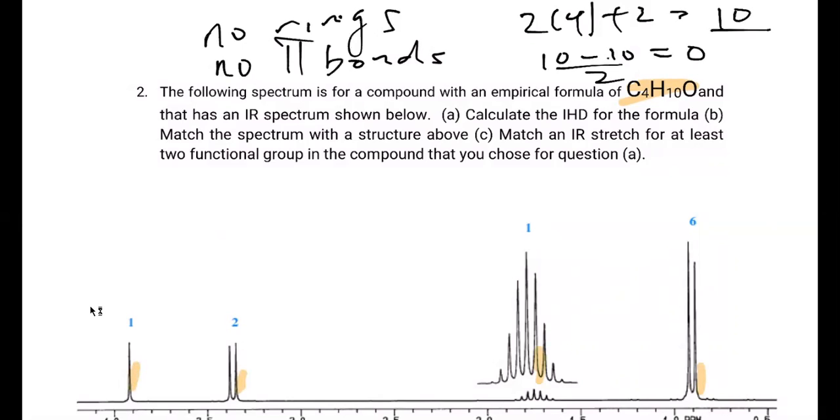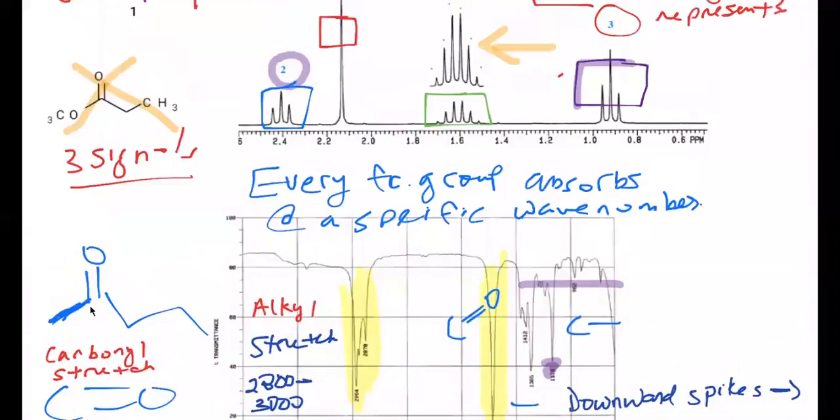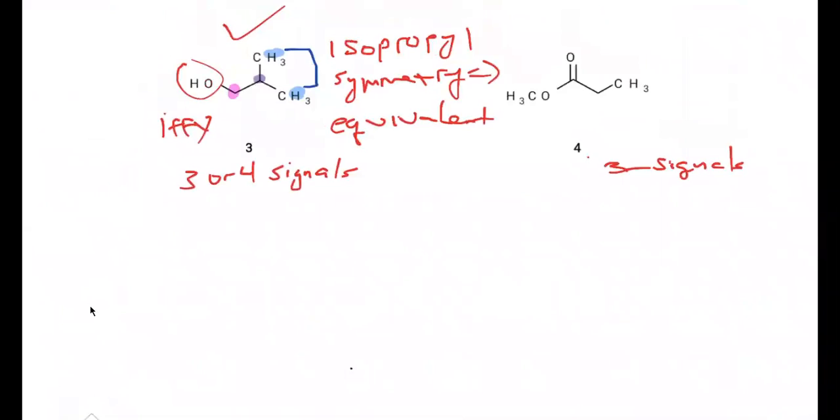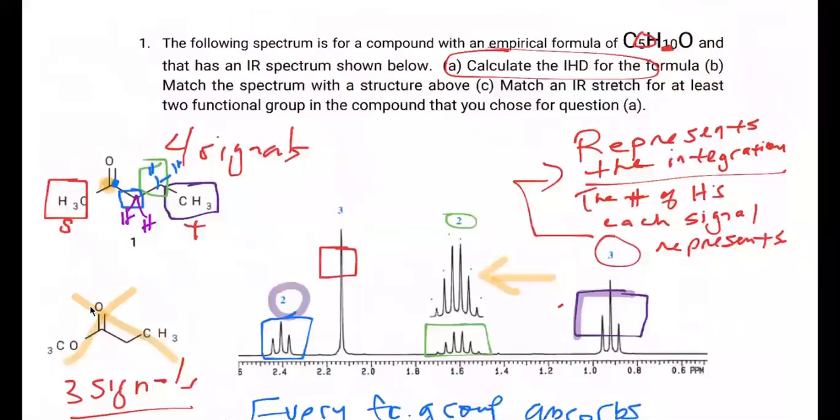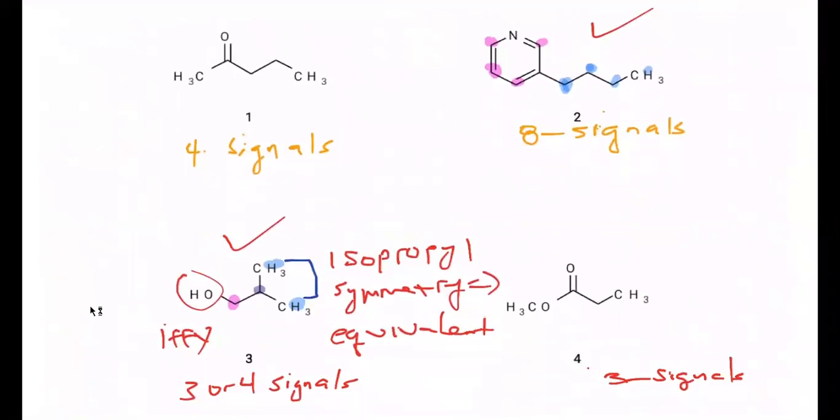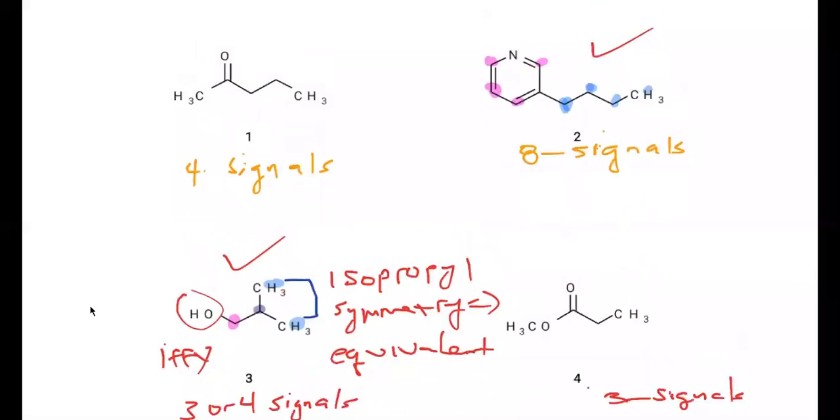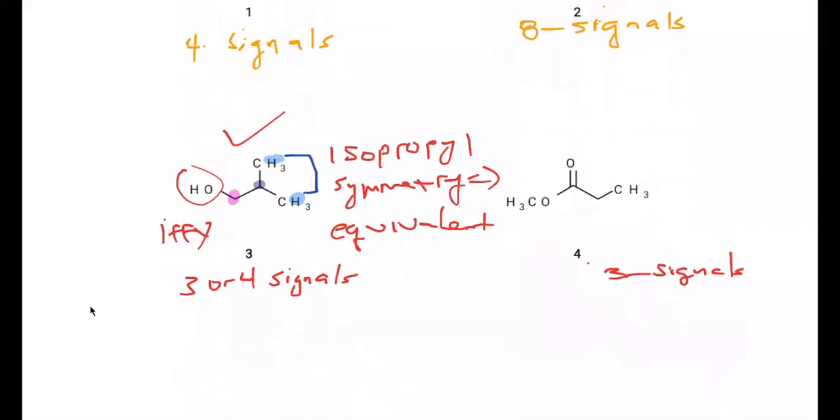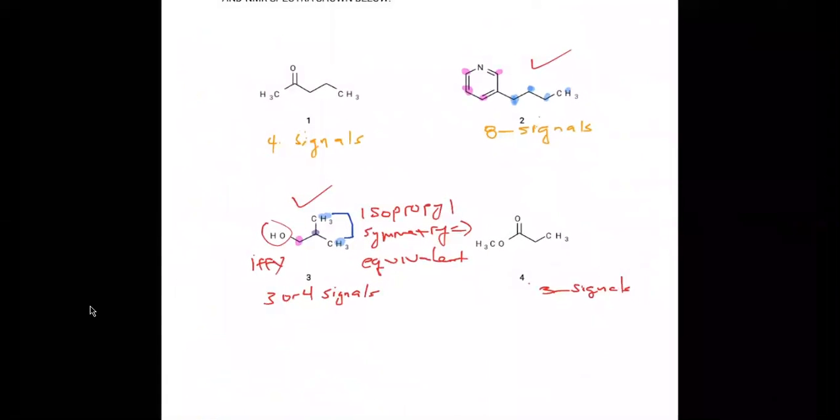So let's go back up to our structures. We already solved this one, right? So we said it was the ketone. And for the other compound, we said that there were no rings or pi bonds. So there's really only one structure that matches that, and that's this one right here, the alcohol down here. So let's see what we got. Let me just cut it, and we're gonna match it up.